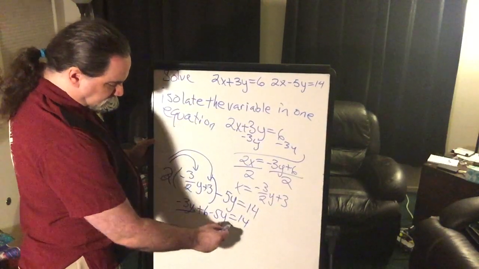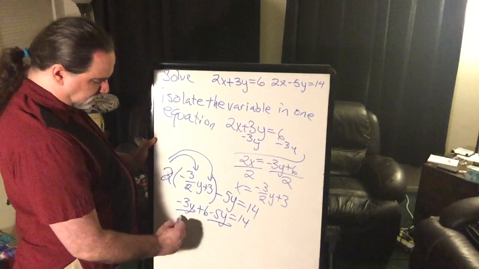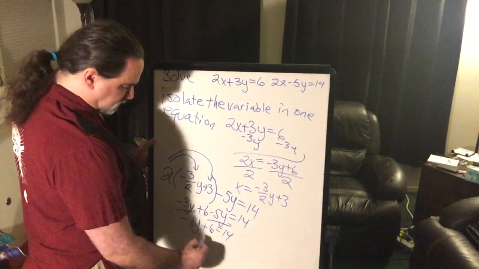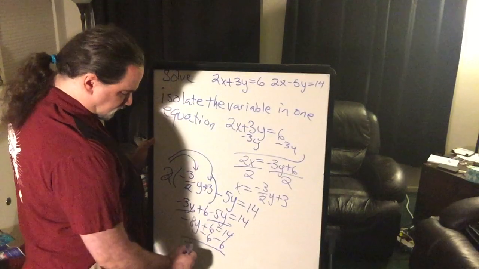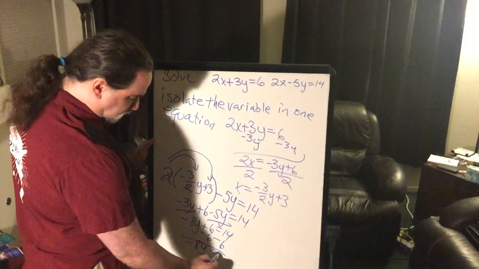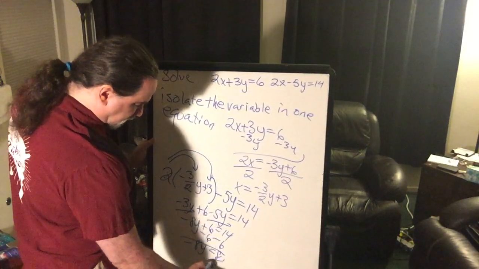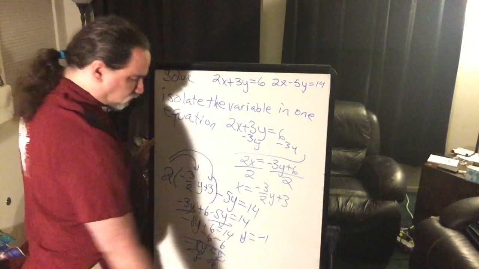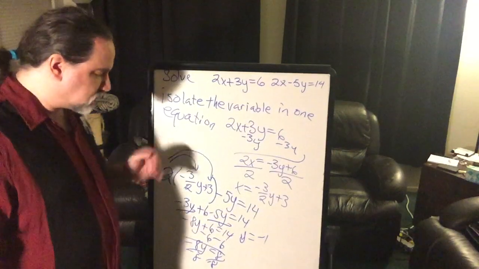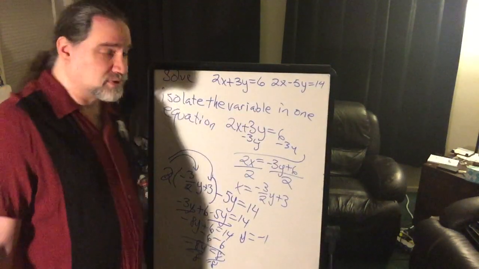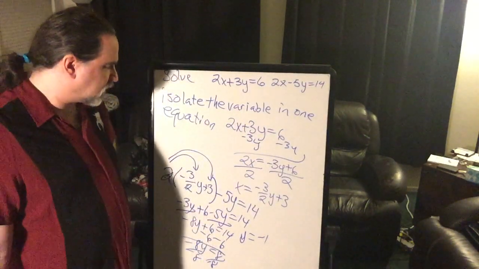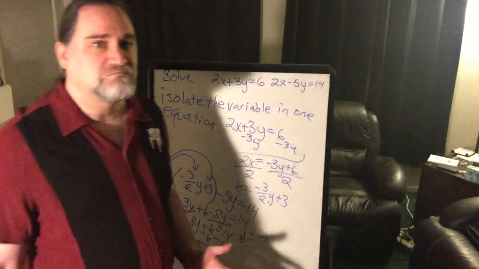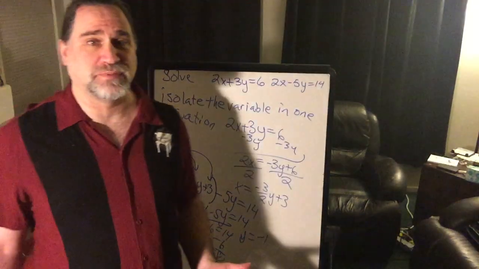I can combine my like terms here. I've got negative 3 and negative 5, so that's negative 8y plus 6 equals 14. Subtract the 6, negative 8y equals 8. Hey, I at least made my life a little easy. And I get y equals negative 1. Whew. That was a lot of work to get y equals negative 1. You can see how much work I've done, and I haven't even gotten the answer yet. I'm most of the way done with the problem.